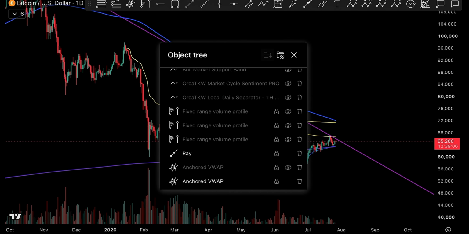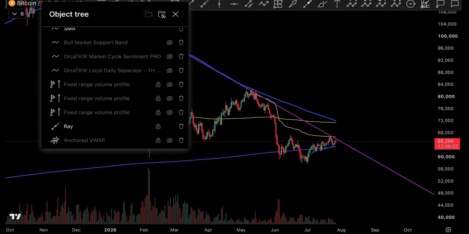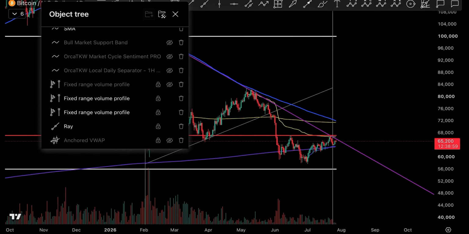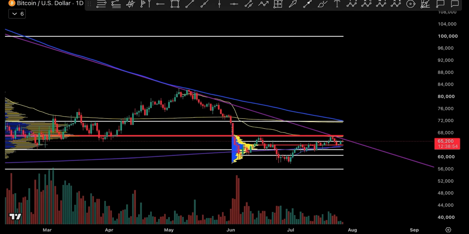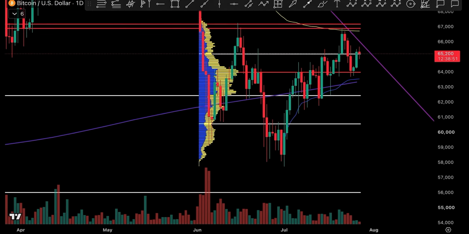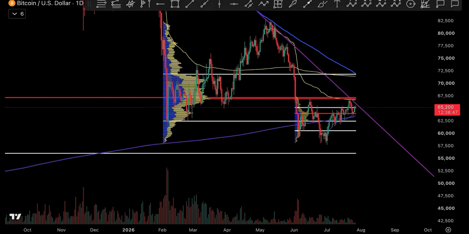And what I will do right now is I will also add some of the fixed range volume profile. This is the large one, and this is the medium range, and this is the mini range. Okay, I have already added those also onto the chart. The mini range is over here, okay, and the medium range is this one here.